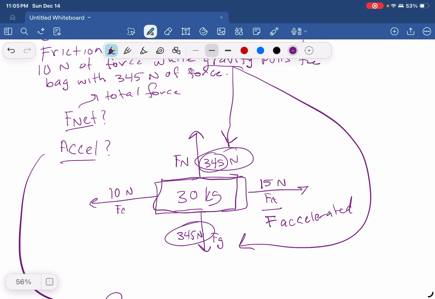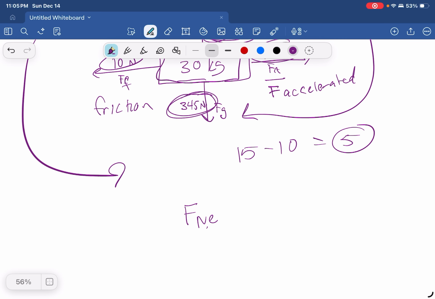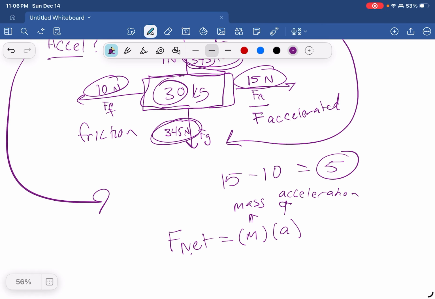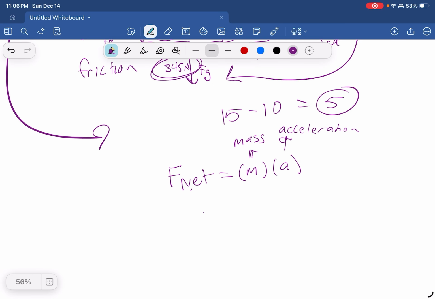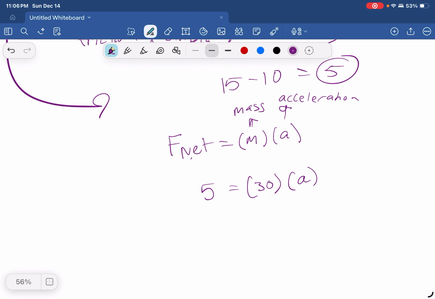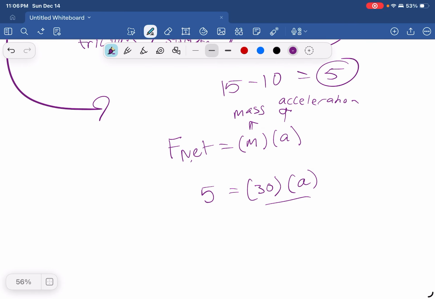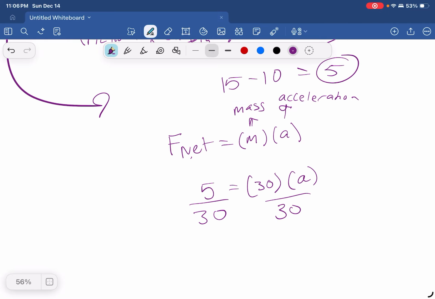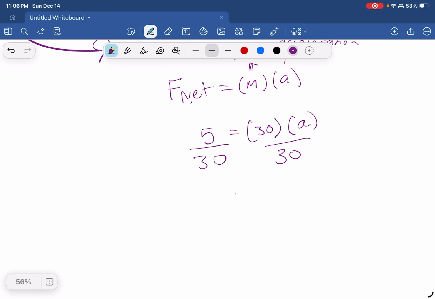So acceleration can be found by using this known formula that F net equals m times a. This is the mass and the acceleration, which is what we're going to be looking for. In this situation, the mass of the bag is 30 kilograms, and so you do the F net found at the top, which is 5, equals the mass, so 30, times a, which will be the acceleration. And then from here, you just break it down to solve for a, divide both sides by 30, and you'd get about 0.17 when rounded up.